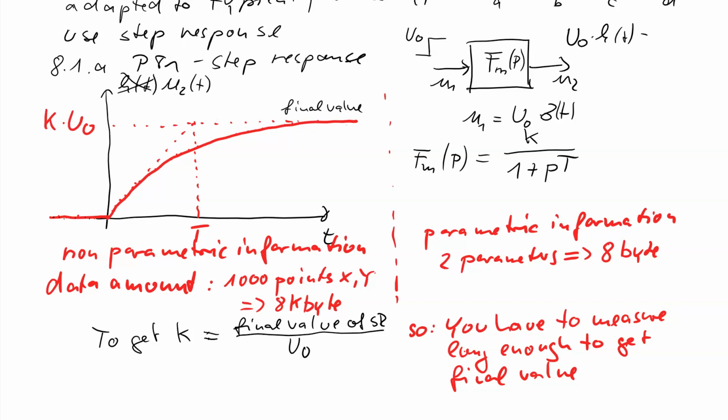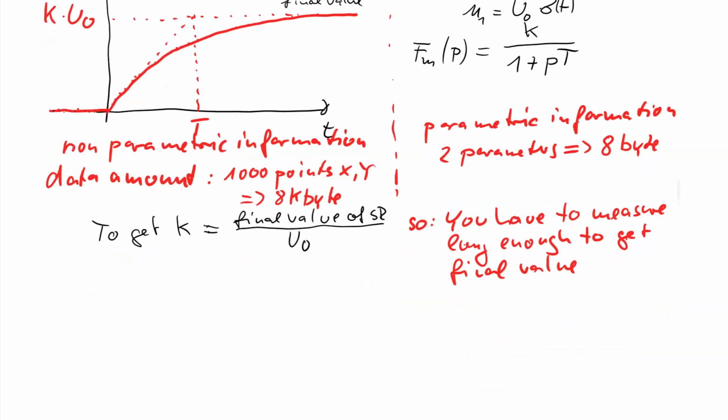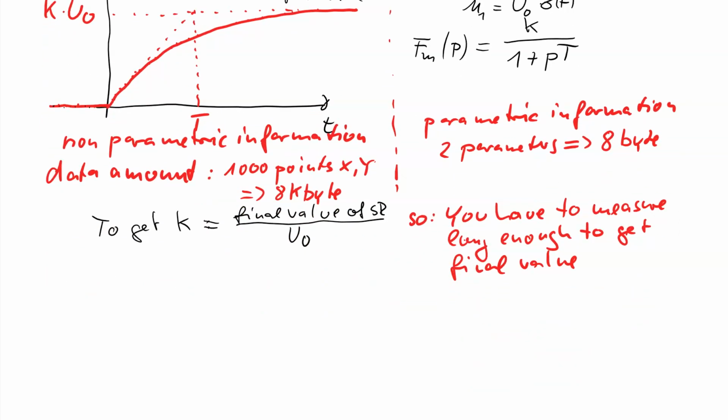So this method needs a measurement time which is longer than your expected time constant. Measurement time should be around 3 to 5 times of your unknown but identified time constant of the process. Okay, black color. How can we get T?